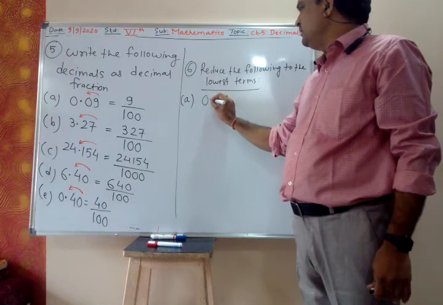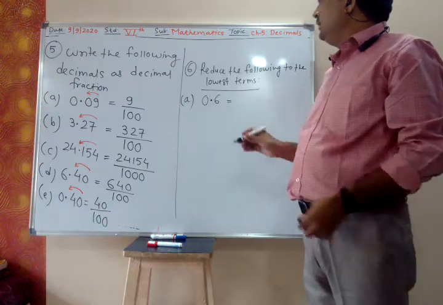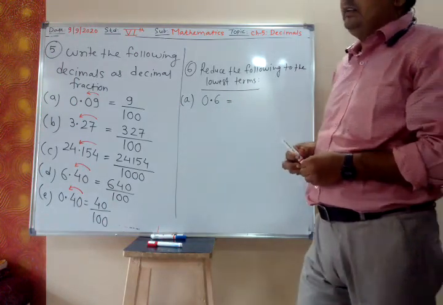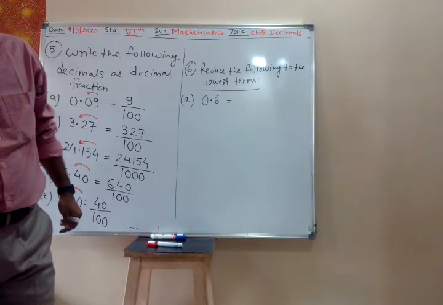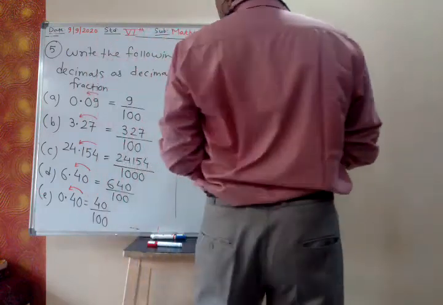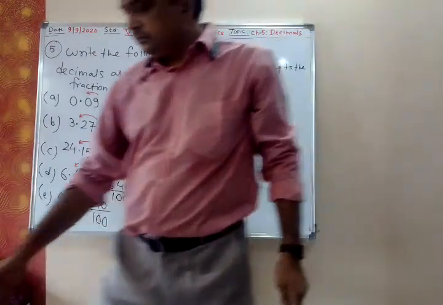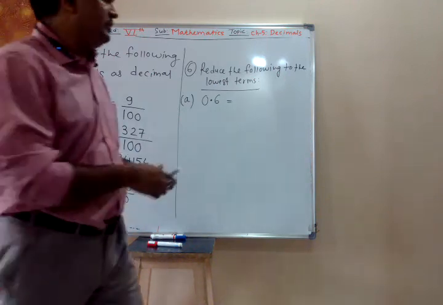First, 0.6. First you will convert this into a decimal fraction. Are you getting it? First you will convert them into decimal fractions.